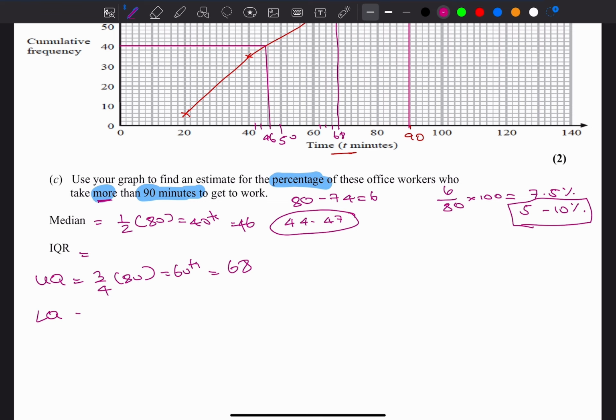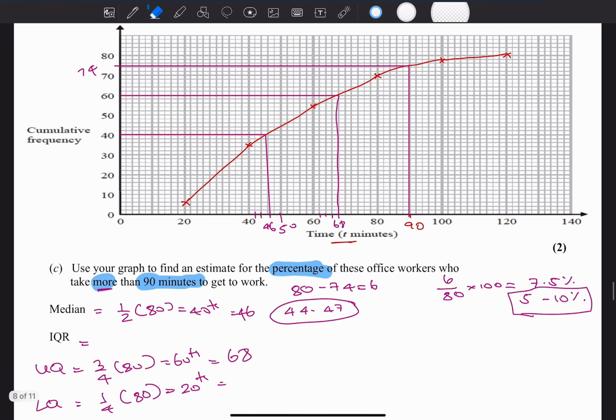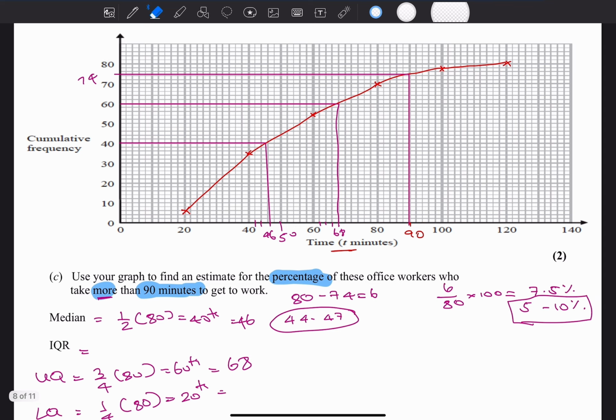Take away the lower quartile, which is a quarter of that answer, 80. Quarter of the n, which is 80, which is the 20th value. So the 20th value, 22, 24, 26, 28, 30 roughly. Okay.